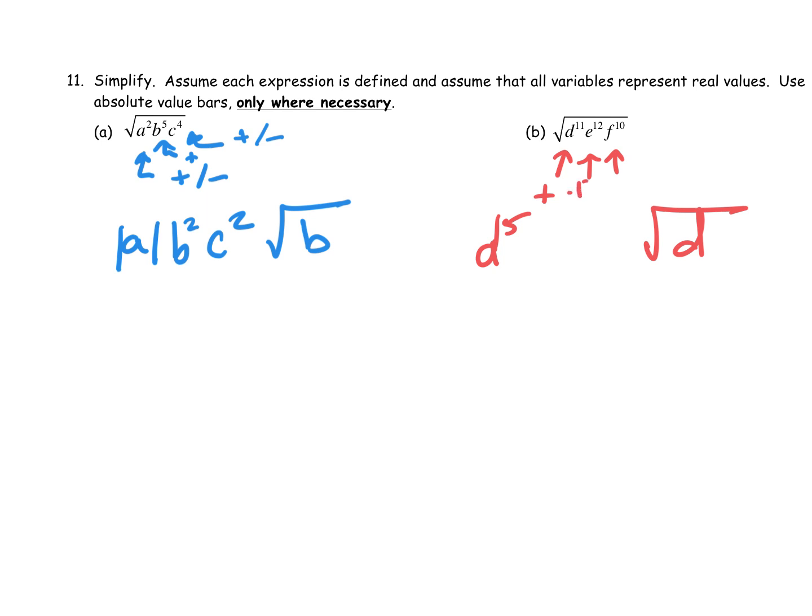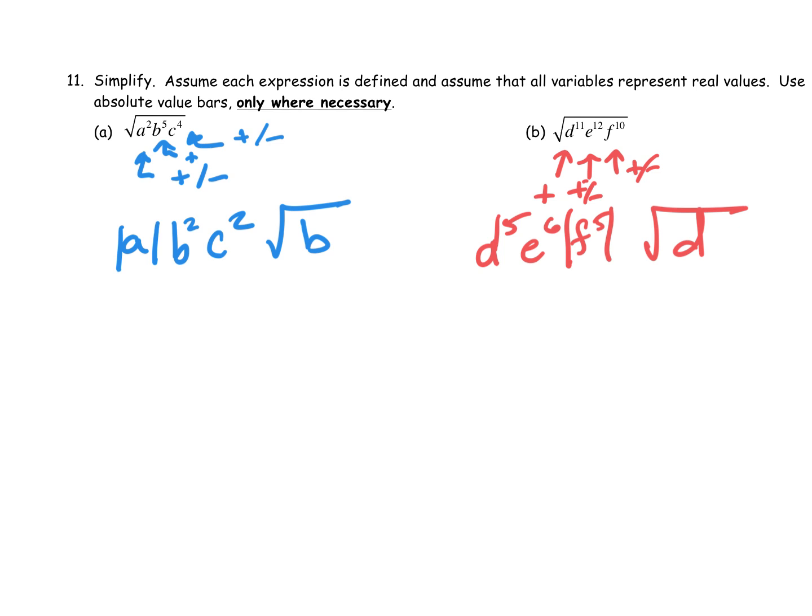E, though, could be positive or negative because it's raised to an even power. And how many pairs do I have? Well, I have 6, which makes it positive anyway, so I don't have to put an absolute value around it. But for F, it's to the 10th. It could also be positive or negative. Then I think about how many pairs there are. There are 5. Something to the 5th power is not guaranteed to be positive, so that's going to need an absolute value around it.